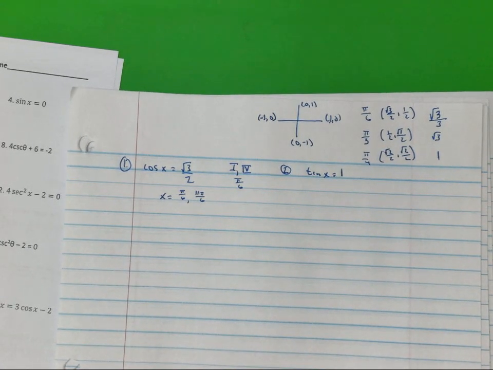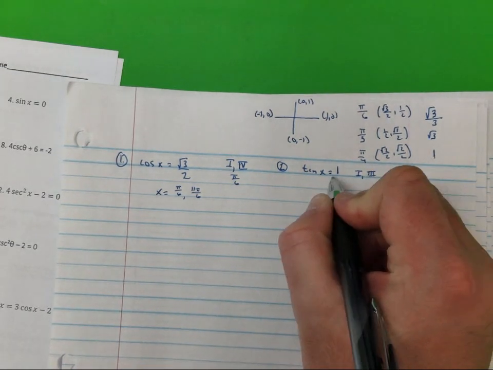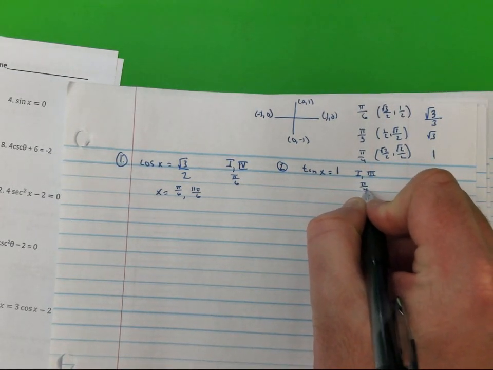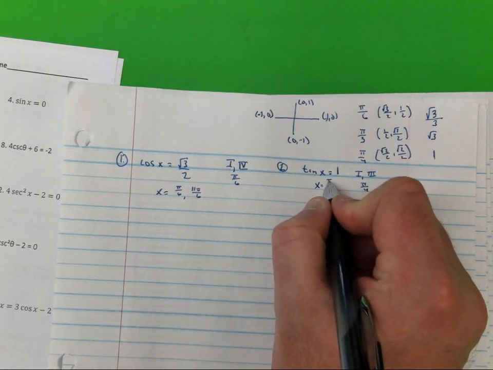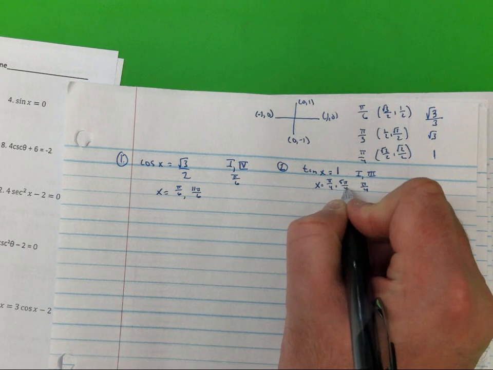Tangent of x equals 1. It's a positive one. That means when I divide y divided by x, I get a positive. It's going to be quadrants 1 and quadrant 3. That is the pi over 4 family. So x equals pi over 4, that's in quadrant 1, and then 5 pi over 4, which is in quadrant 3.